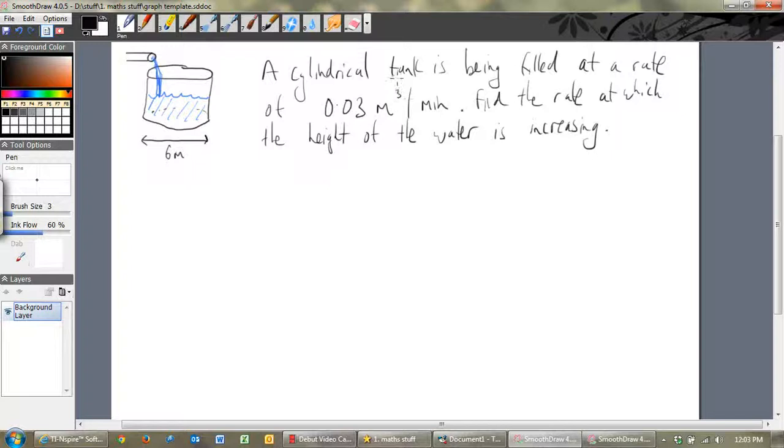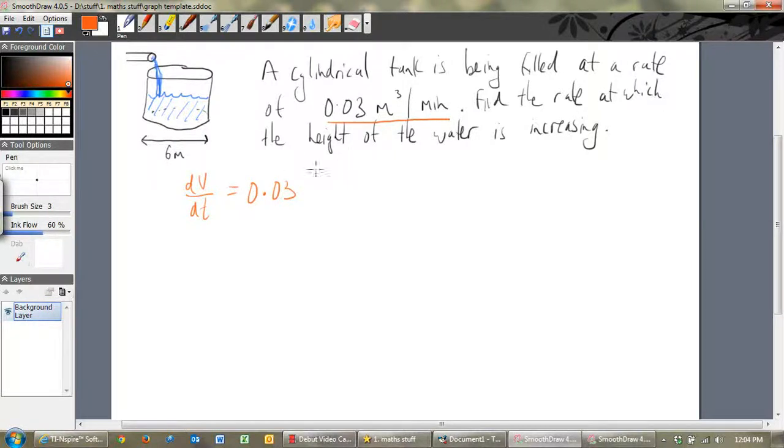Firstly, we've been told that the rate at which it's filling is this. Now, if you're not sure what that means, look at the rate there. What is that telling you? 0.03 meters cubed per minute. What is meters cubed a measurement of? It's a volume. What is minutes a measurement of? Time. So what this means is that the rate of volume over time, in other words, the change in volume over time, dV over dt, meters cubed per minute, is equal to 0.03.